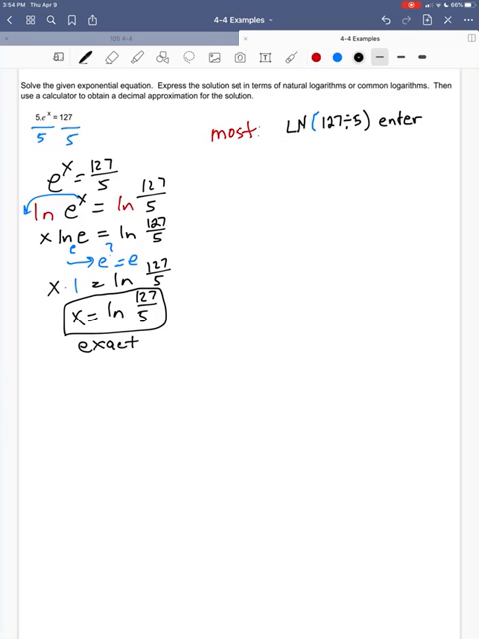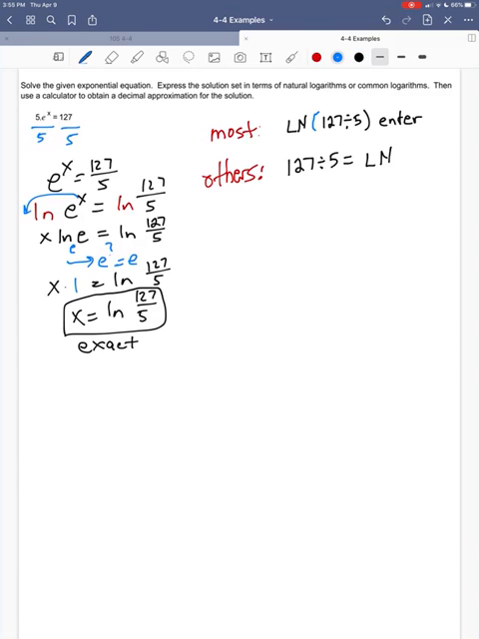Now, some calculators act backwards, okay? And once upon a time, all calculators worked this second way, but most of them have changed these days. In these calculators, you have to put in what you're taking the natural log of first, and then you hit the natural log button second. So I would just say 127 divided by 5, but now I have to figure out what that's equal to, so I hit equals, and then I hit natural log.